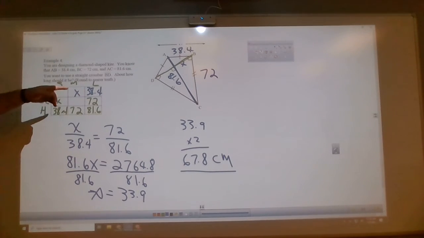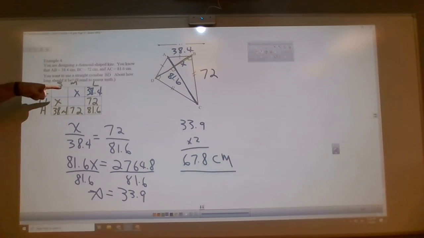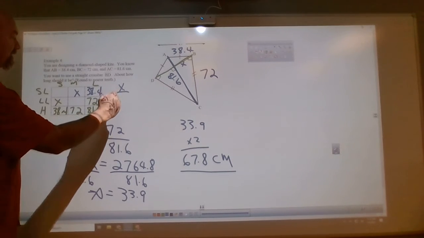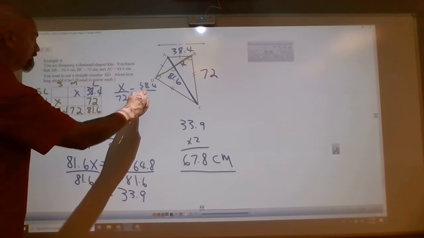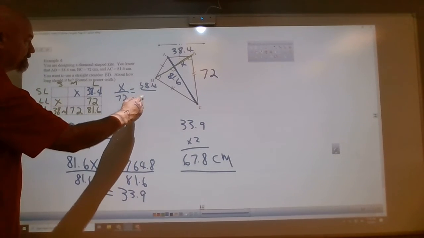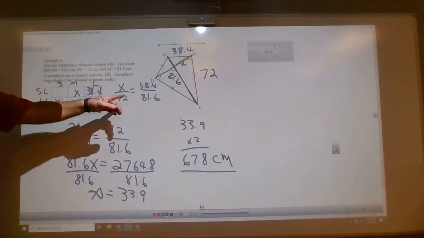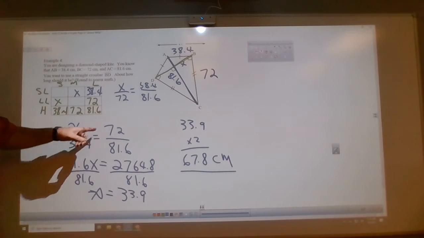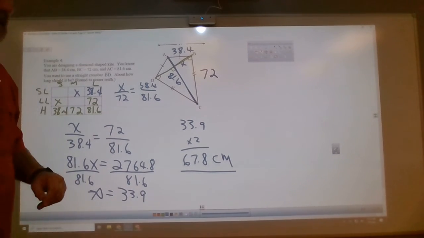Look here. Here's another box. X over 72 equals 38.4 over 81.6. Guess what? Look. Do we end up multiplying the same numbers together? Came out to be the same thing. So there's going to be more than one way to do it, and you'll still get the same answer. Okay? All right.